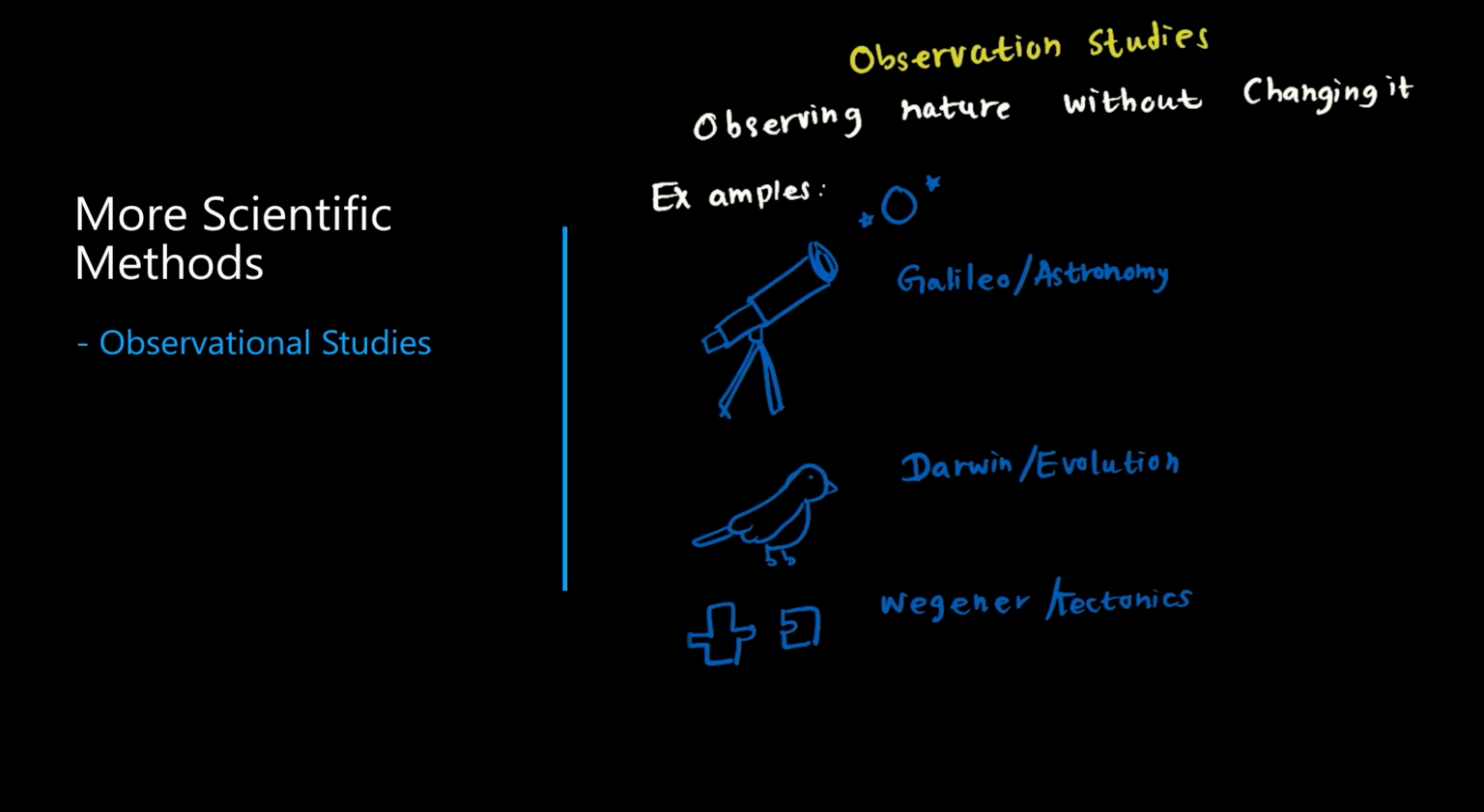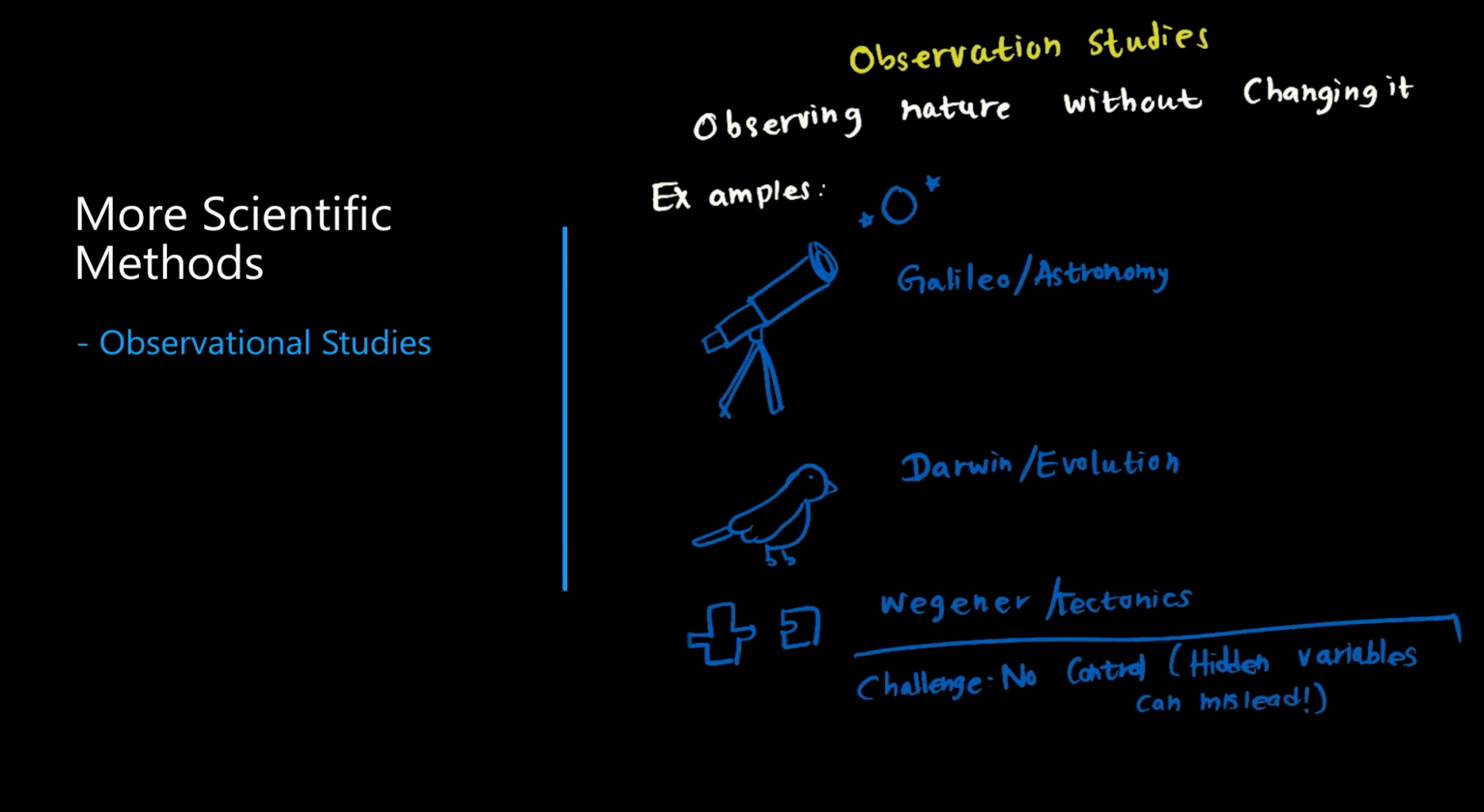While his idea was initially rejected, further observational evidence, like the discovery of the Mid-Atlantic Ridge, eventually confirmed his core concept. The challenge with observational studies is the lack of control. Hidden variables that aren't measured can sometimes suggest a relationship between two things where none actually exists, so researchers must be very careful when drawing conclusions.